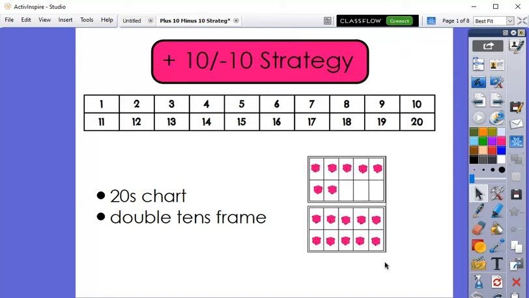Today we're going to be looking at the plus 10, minus 10 strategy, specifically within the numbers 1 through 20. Two helpful tools that you might want to use to explore the patterns that you see in the strategy are a 20s chart. If you don't have a 20s chart, the first two rows of a 100s chart will work perfectly fine. Or you could use a double tens frame with linking cubes or base 10 blocks. Let's get started.